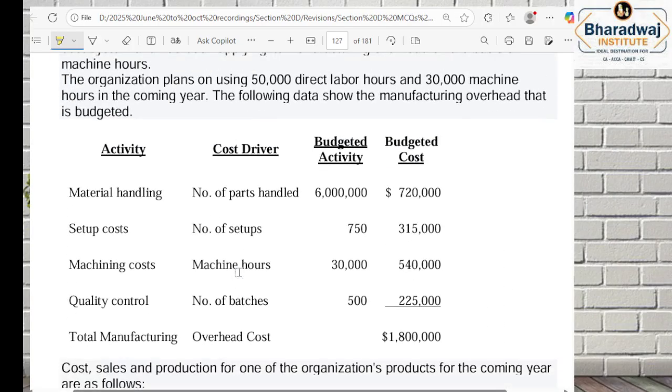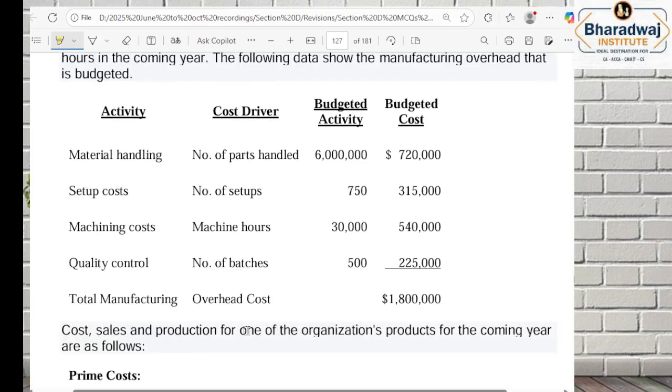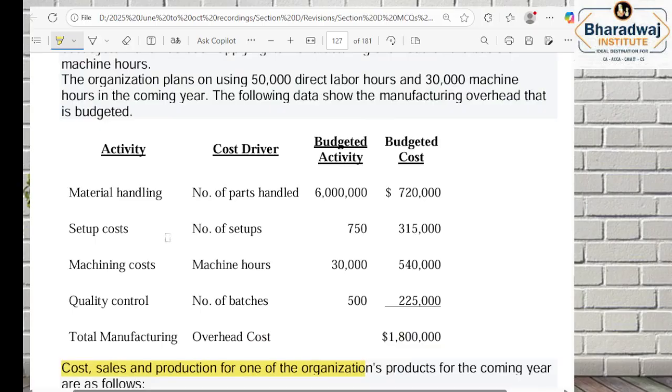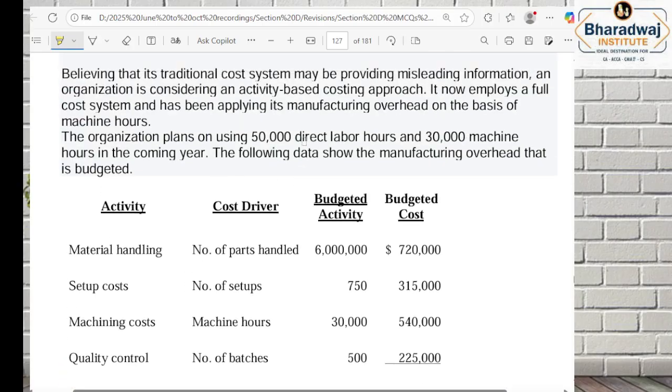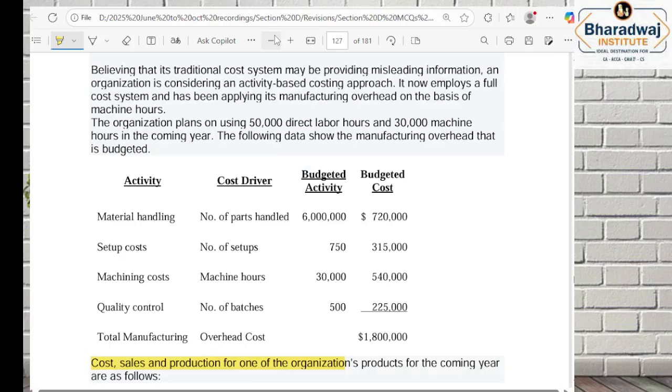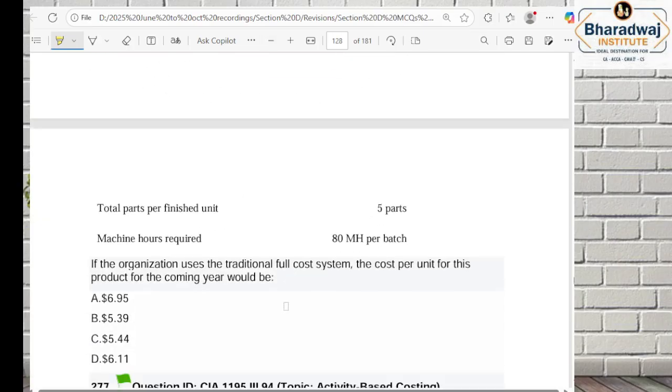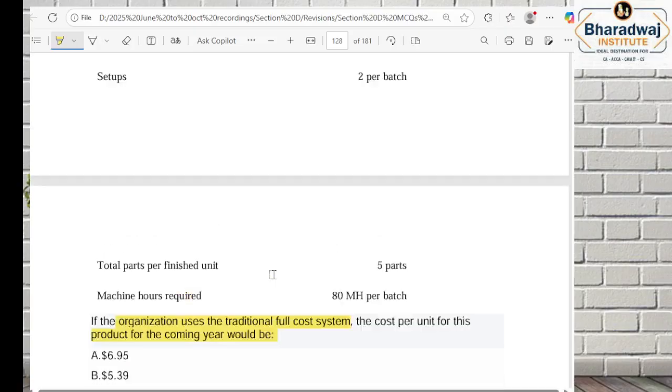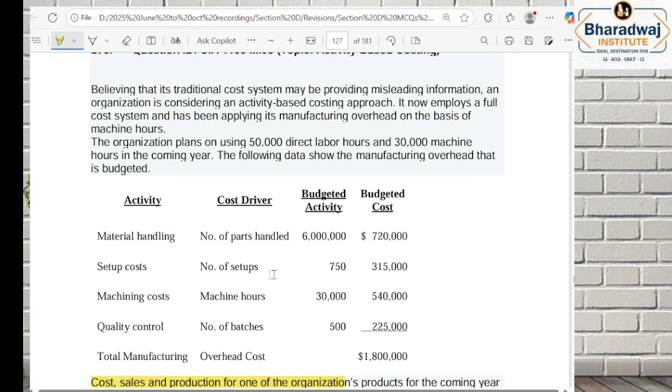Cost of sales and production. They have given activity and cost driver. Read through the full question, then we'll start solving. Full costing system. They asked for the cost per unit for the coming year. Maybe read the handout and I request you to try.